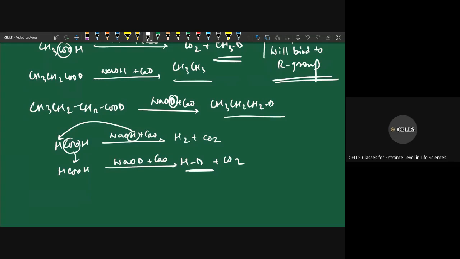So is it clear, everyone? Please let me know in the chat section. This was all about the carboxylic acids. We'll go into details when we do some name reactions, but the basic things are complete. Is it clear? Then I can give you some questions to solve. Okay, I got one answer. Others, please let me know.